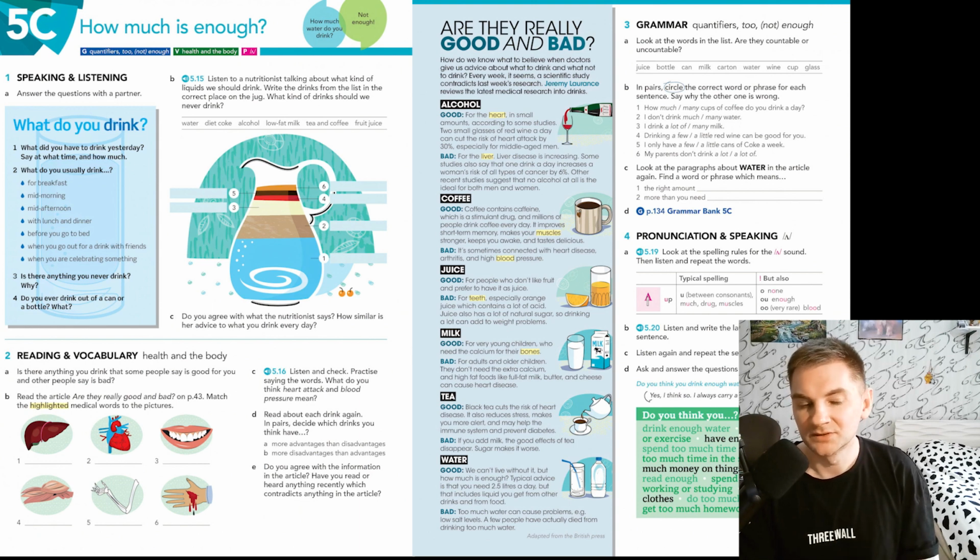Part 3, quantifiers: enough, too. To put it simply, we use them when we answer these sort of questions like how much or how many, and something like that. How much sugar do you eat? Is it too much? I hope not. And at the end of the lesson, you're going to have a lovely speaking part which allows you to practice grammar and vocabulary from today's lesson.